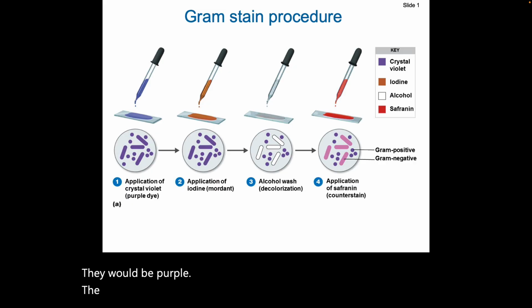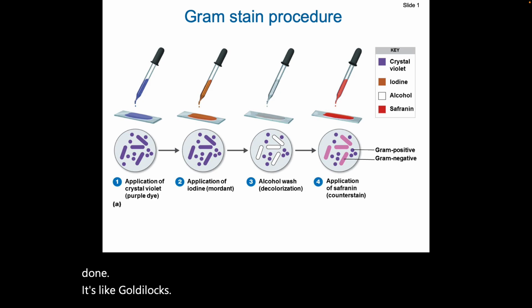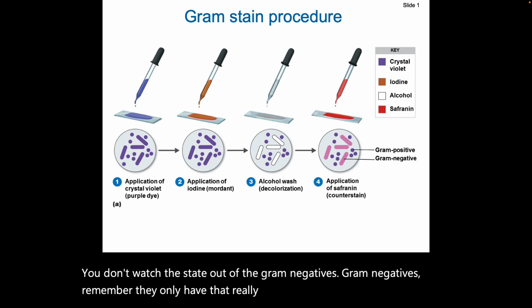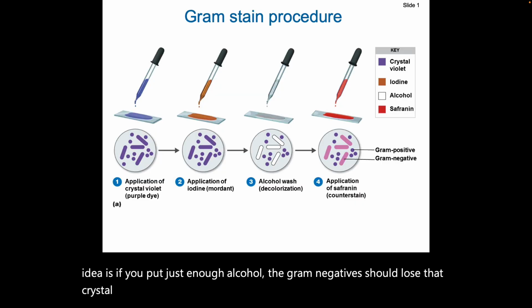The third step is the decolorizing step. This is the one you're going to hate. Sounds really easy. You just drip a little alcohol on there, and you're done. It's like Goldilocks. Too much alcohol, everybody falls apart, and they all lose the stain. Too little alcohol, you don't wash the stain out of the gram-negatives. Gram-negatives, remember, they only have that really thin layer of peptidoglycan. So the idea is if you put just enough alcohol, the gram-negatives should lose that crystal violet iodine complex. The gram-positives should still be able to hold on to it.